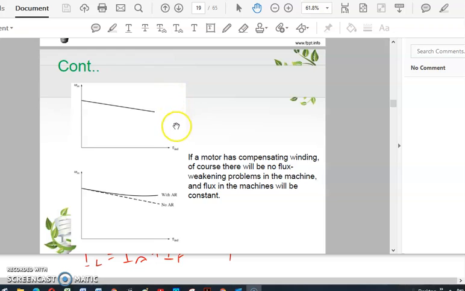As stated here, if a motor has compensating windings, of course there will be no flux weakening problem in the machine, and the flux in the machine will be constant. So if there is no armature reaction, we shall have a linear response. But if there is armature reaction, the flux will reduce, and in terms of speed, it will tend to increase.